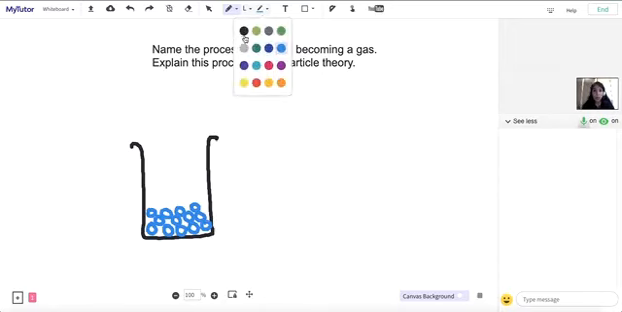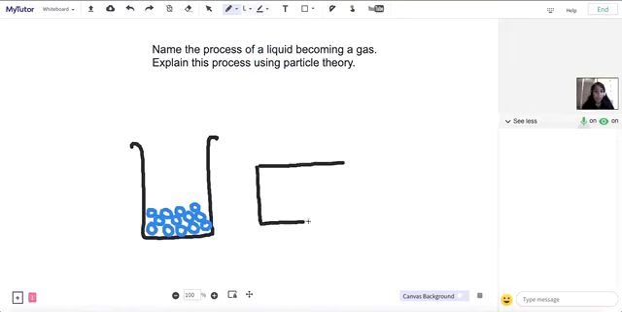And then if I draw our gas, remember that gases have to be in sealed containers, otherwise they would just escape into the atmosphere. So these particles have lots of room between them, so lots of room to move, so they can collide with each other and also with the walls of that container. And when they do collide with the walls of that container, that's what makes the pressure of a gas.